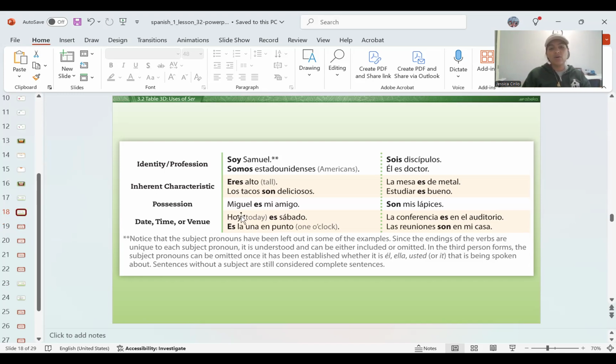Daytime or venue. Hoy es sábado. Es la 1 en punto. La conferencia es en el auditorio. Las reuniones son en mi casa. Okay, these are just some examples. If you want to spend some time translating the table, that will be a good practice too. But the most important thing is for you to know that these are the main times when we use ser, okay.